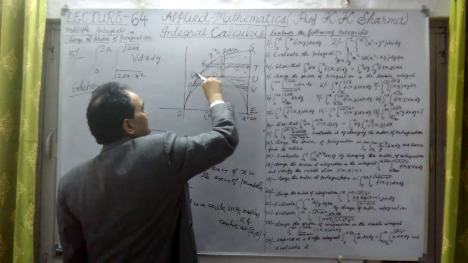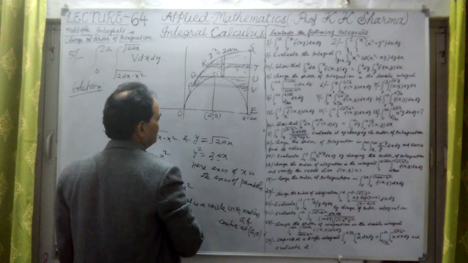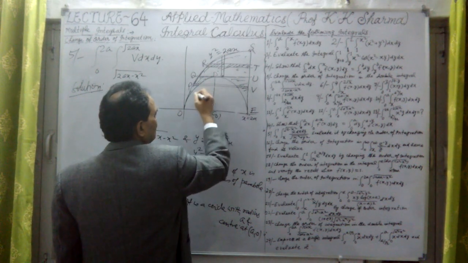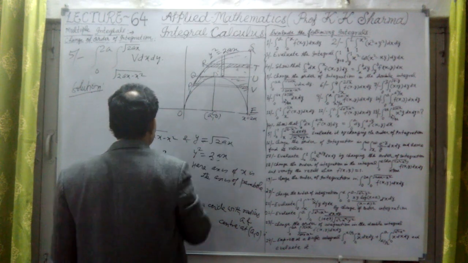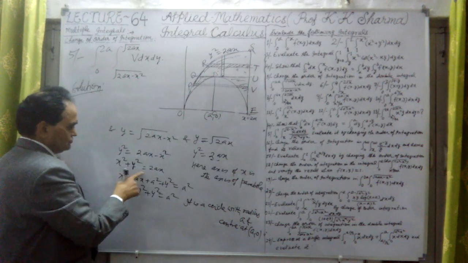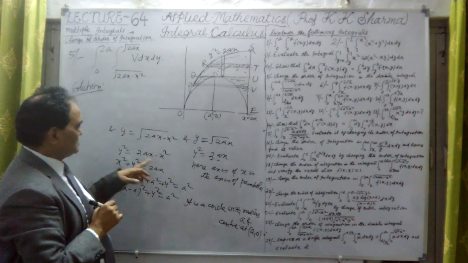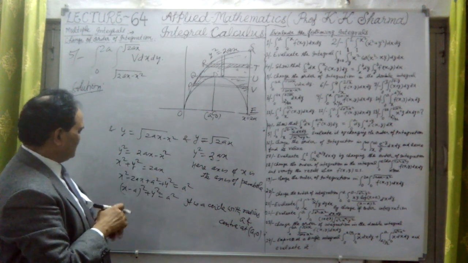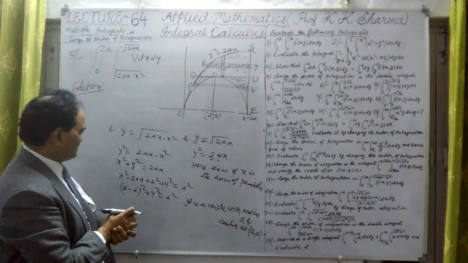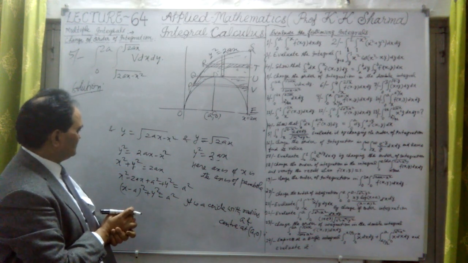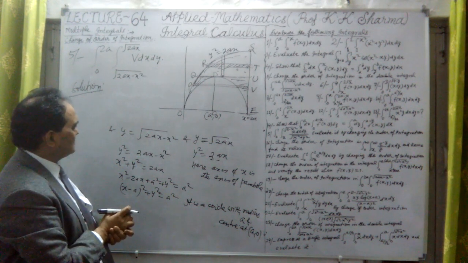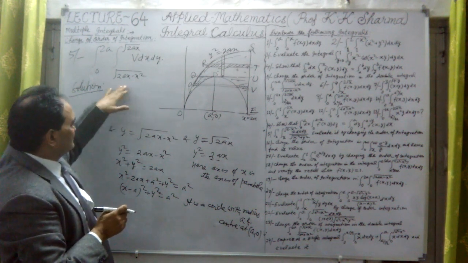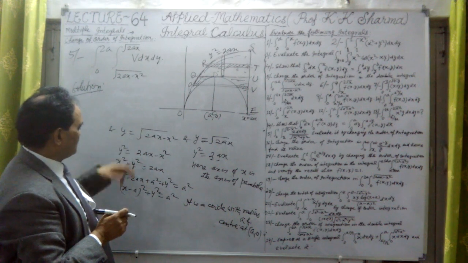Alright, that is R here. y square equals a x, this is the parabola, and the circle given to us is x square plus y square equals 2a x. And the second one, this is y equals x minus a.